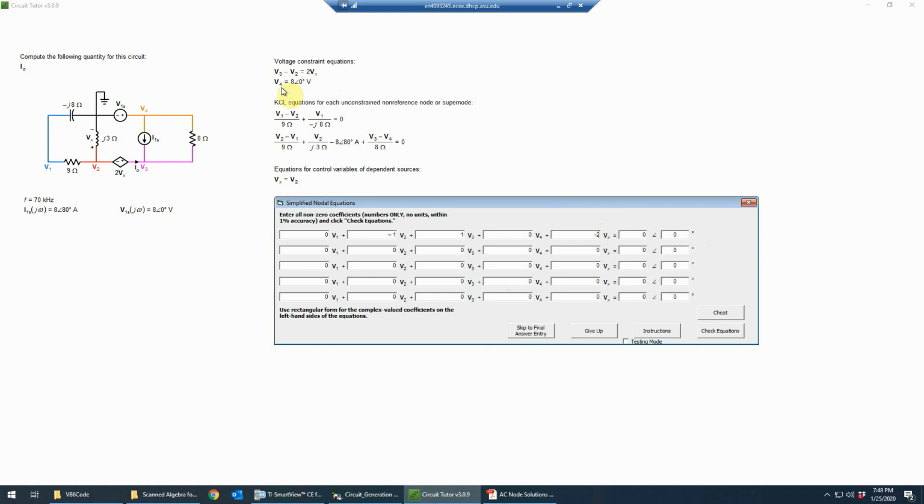Then the next equation would just say v4 is equal to 8 angle 0. So v4 will have a coefficient, of course, of 1. All the other coefficients would be 0. And then we just put the 8 angle 0 over here.